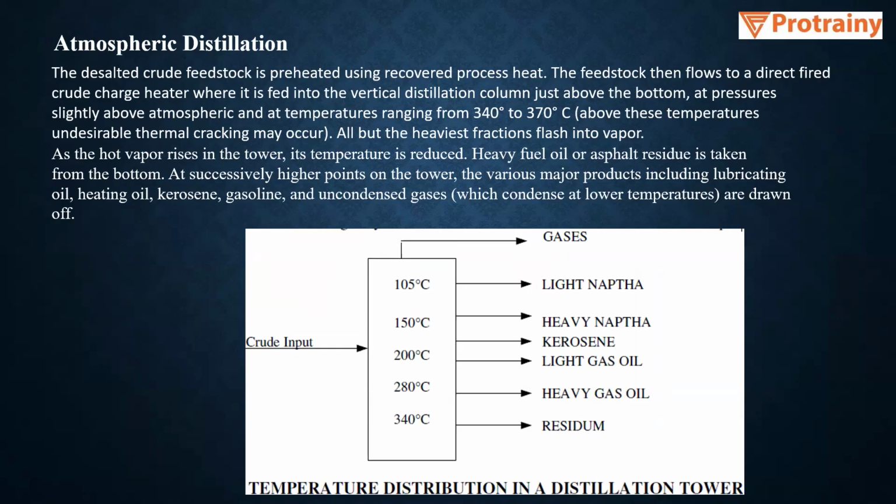Okay, so this is atmospheric distillation. Here we heat the feedstock directly inside the vertical columns, and the pressure is maintained slightly above atmospheric pressure, and the temperature is kept at 340 to 370 degrees Celsius. So the light components like the gas and all will rise to the top of the tower, from where they will be extracted, and the heavier content will settle down and be available at the bottom, which is the residuum.